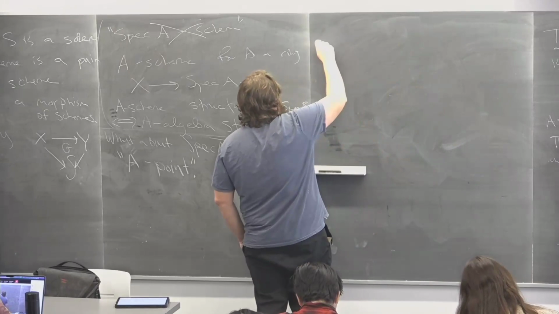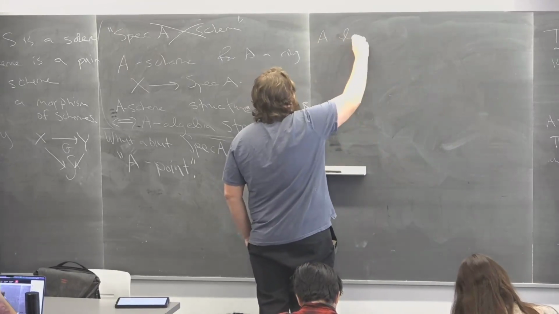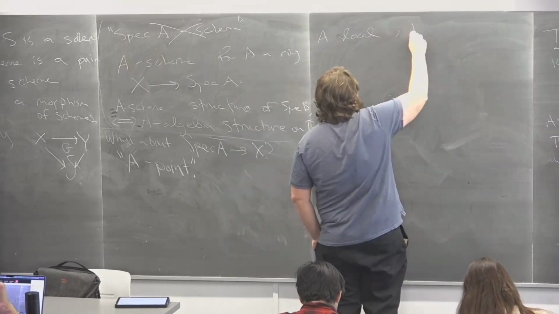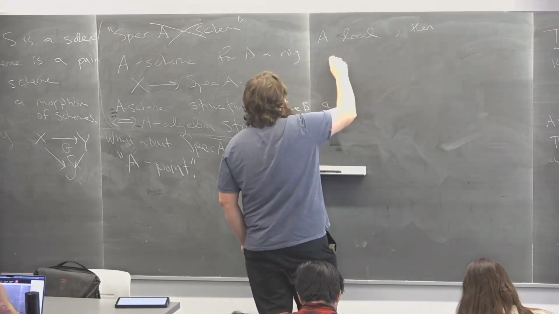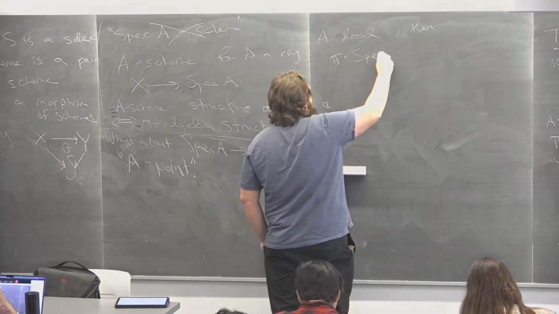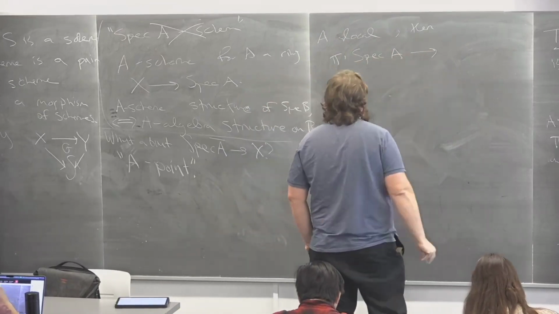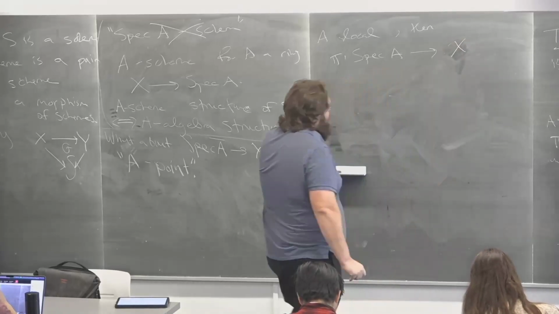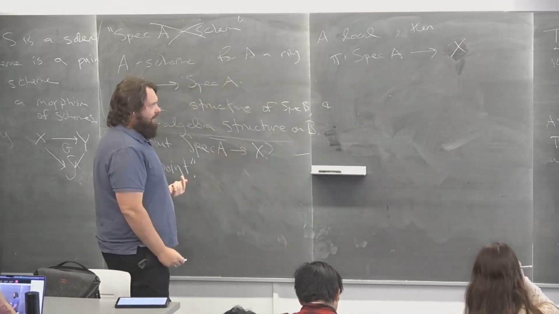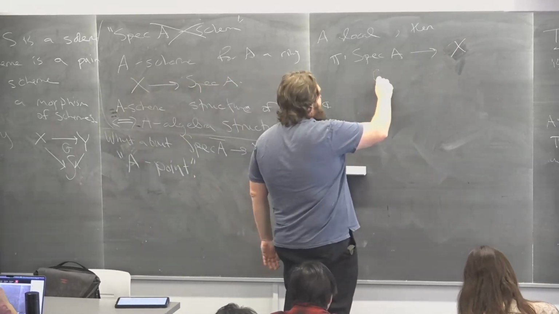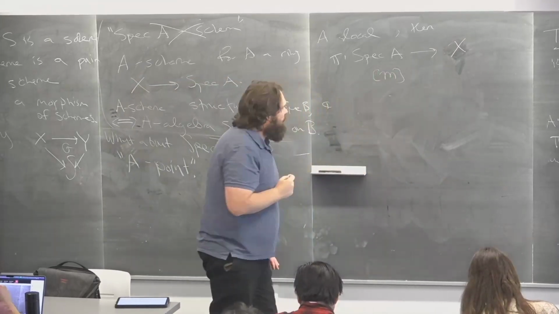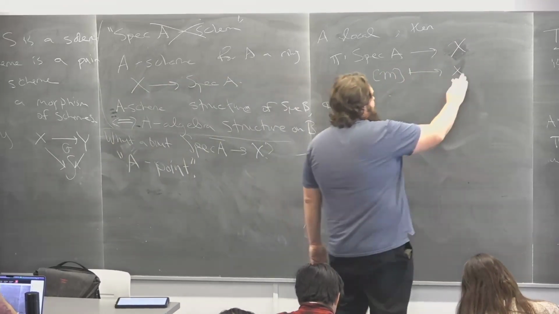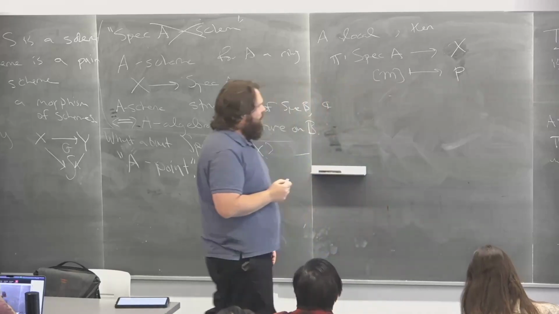So if A is local, then a morphism from spec of A to X, well, spec of A has a distinguished point. It has the point corresponding to the maximal ideal. So that has to go to some point in X, which, to avoid confusion, I'll call P.